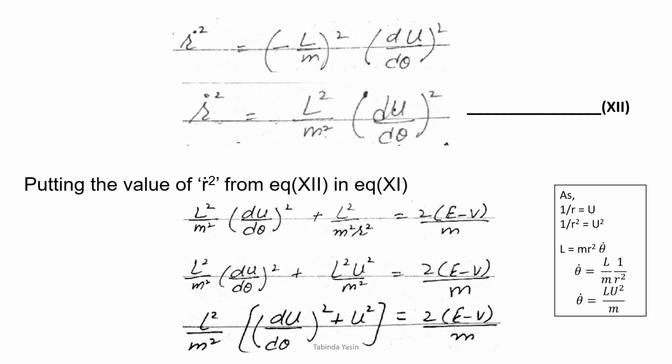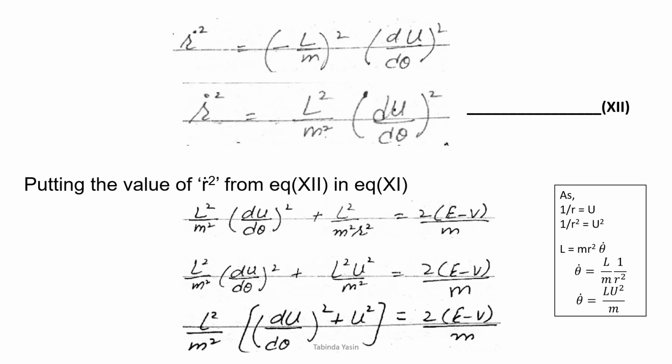and in the place of 1 over r square in the second term on the left hand side we substitute u square. So the equation becomes L square over m square into du over d theta whole square plus L square u square over m square is equal to 2 into e minus v over m.